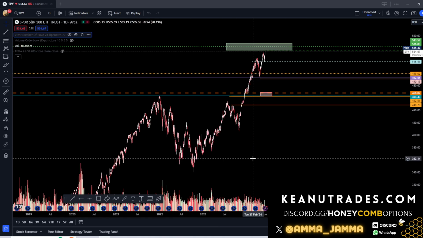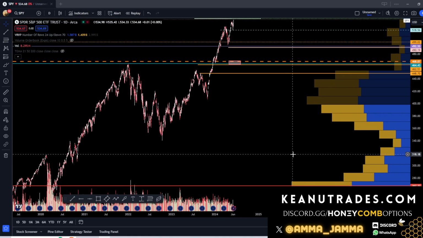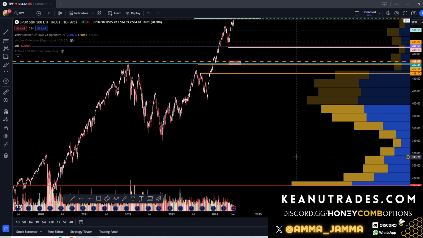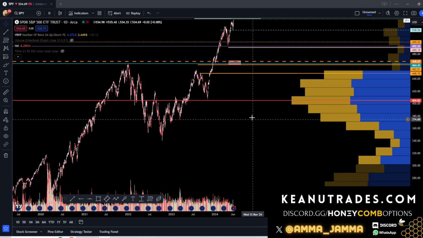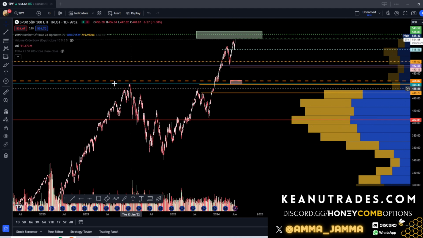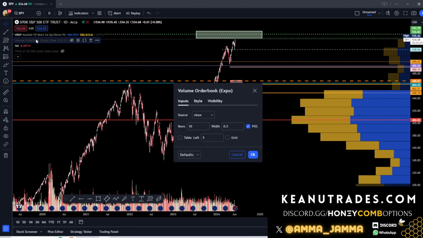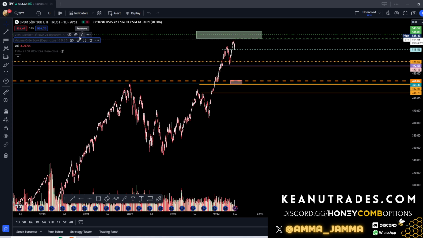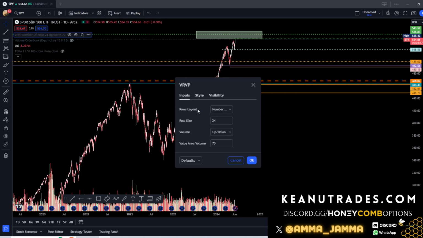So originally with volume profile, it's got this blue and this red, which is bullish and bearish volume. It's got our point of control, and I'll go over all this, but it's got all these different things. So let me go back and show you guys. No, I don't want volume order book. I want my VRVP. All right. So I'm going to go to settings. And again, row layout, I do ticks per row.